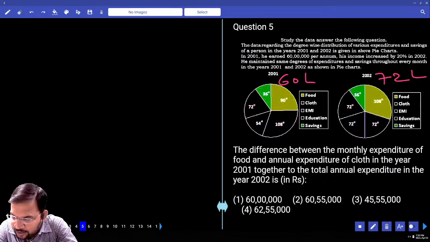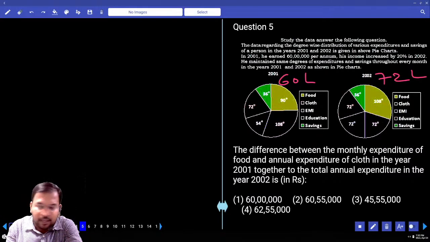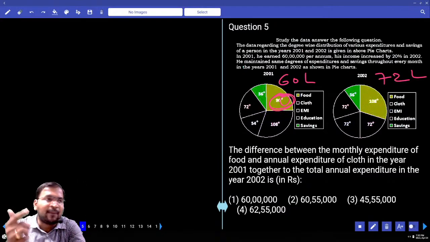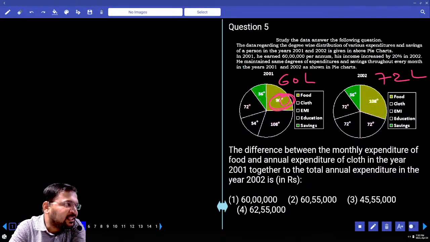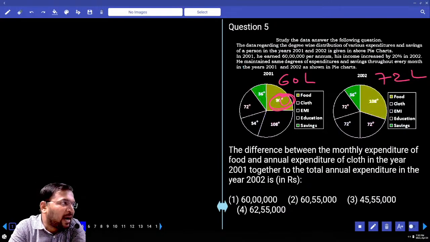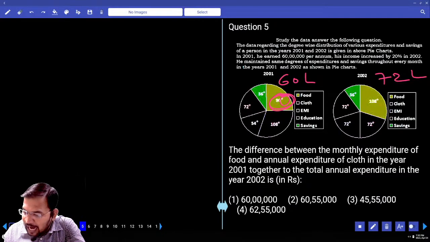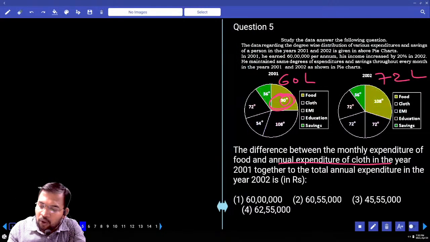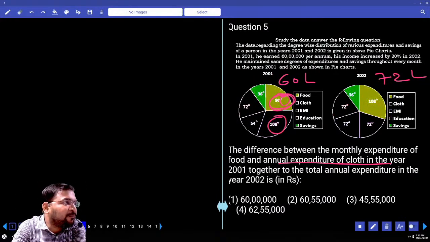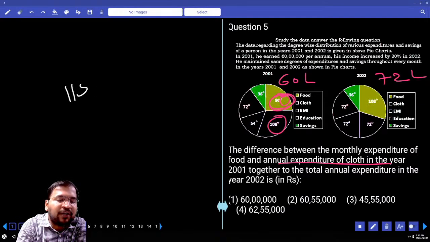Next question: the difference between the monthly expenditure on food and the annual expenditure on clothes. The annual expenditure on food is 90 degrees, na. The 12-month expenditure is 90 degrees, so the monthly expenditure is 90 by 12, 7.5 degrees. Clear? And the annual expenditure on clothes is 108. 108 plus 7.5 is 115.5 degrees.